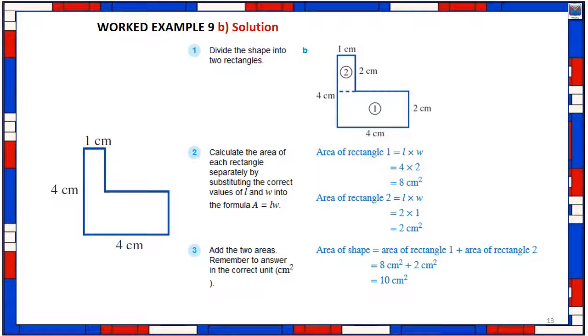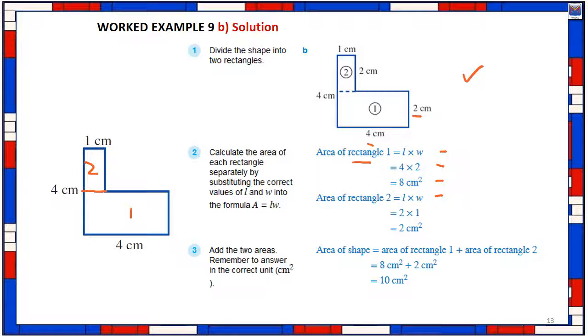So you can see what we've done is we've cut it through the middle here. This is rectangle 1 and this is rectangle 2, like we've done up here. First thing I'm going to work out is the area of rectangle 1. Write the formula down. Rectangle 1 is 4 centimeters by 2 centimeters. Numbers go in. 4 times 2 is 8 square centimeters. And then we do the next rectangle.